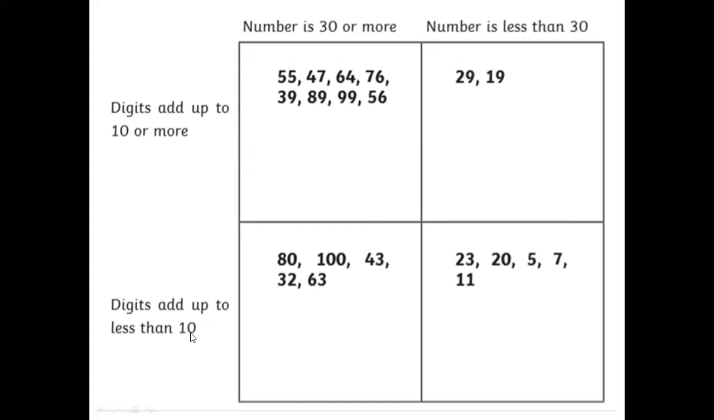Digits add up to less than 10. 8 plus 0 is 8. So it's less than 10, so correct. But why specifically in this box? Because it is 30 or more. 80 is more than 30, so that's why it's in the same box here. Correct. Next, digits add up to less than 10. 2 plus 3 is 5, so yes. And at the same time, 23 as a number is less than 30. Now we understood the idea?